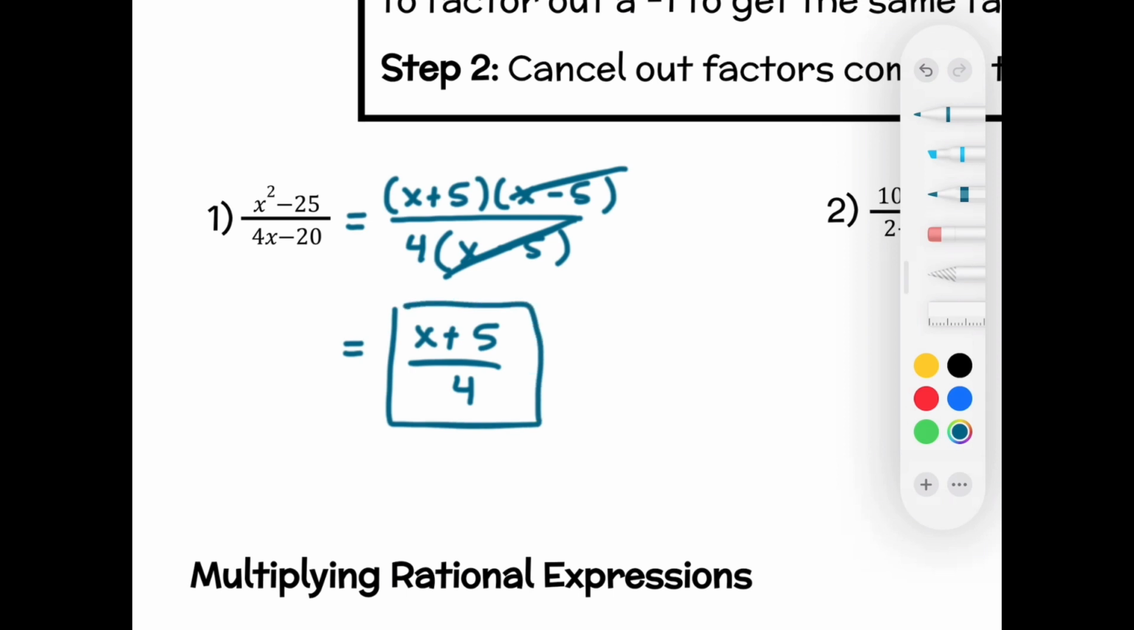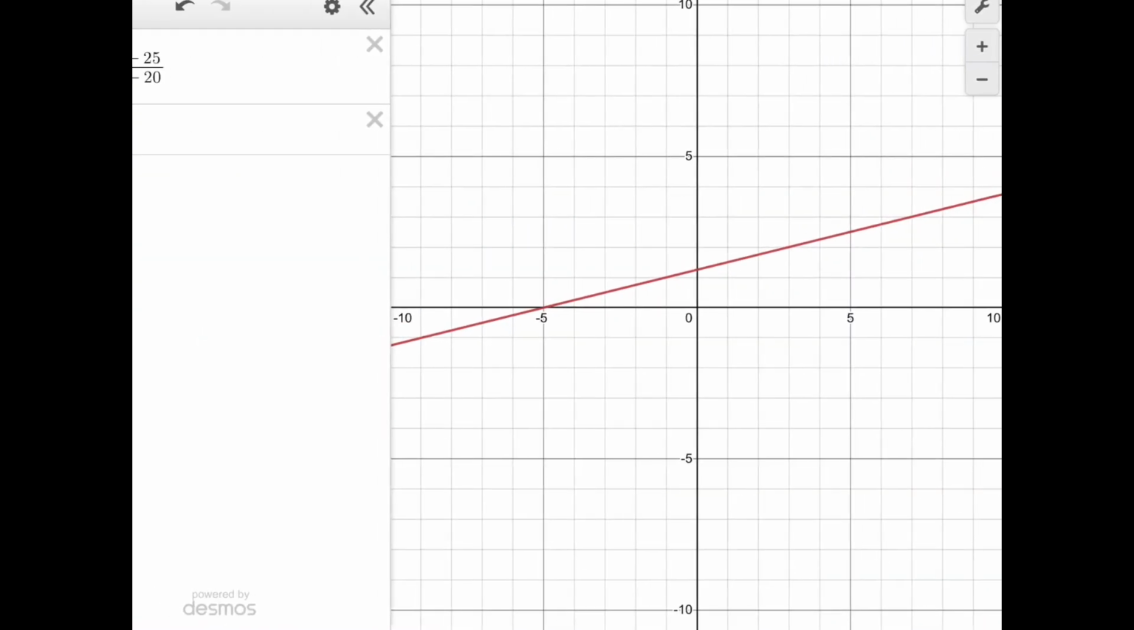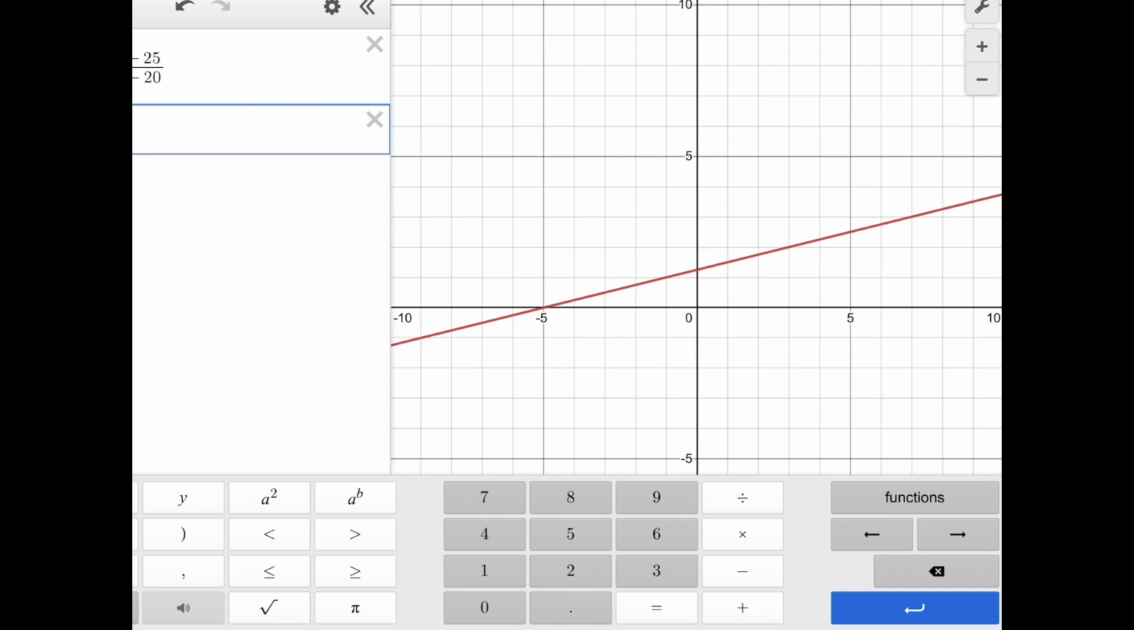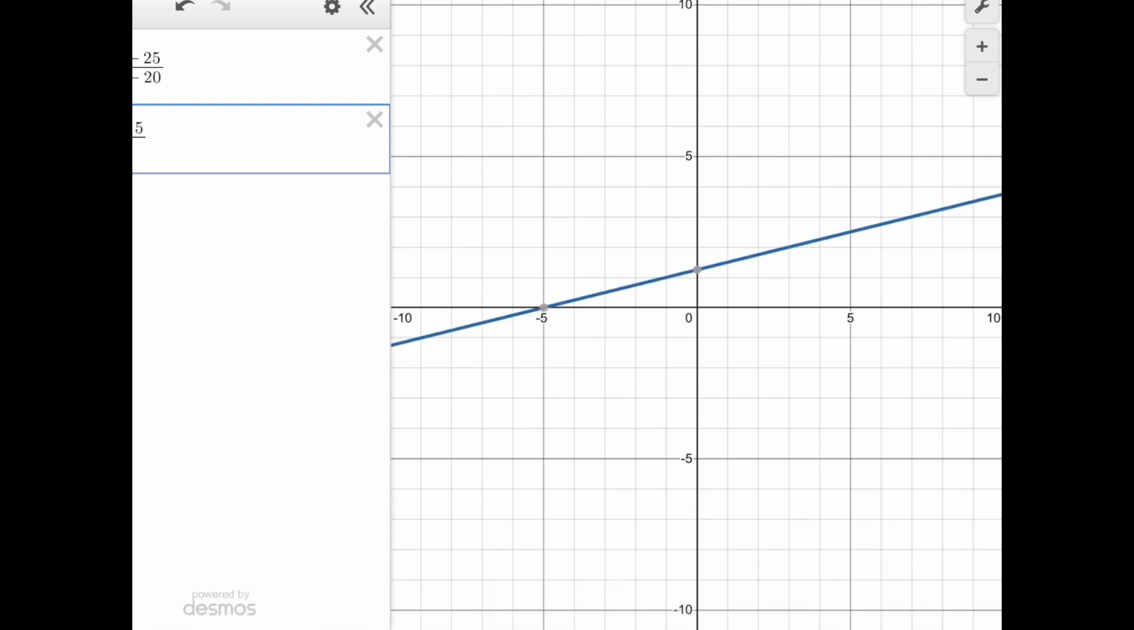I also want to show you how you can check that answer in Desmos. If you go to the Desmos graphing calculator, type in the original function and you'll see this line. Then type in our answer, x plus 5 over 4, and make sure that the line that pops up is exactly the same as the red line. That's your way of checking your answer. If you were doing a multiple choice question, you could just type everything in and check it.